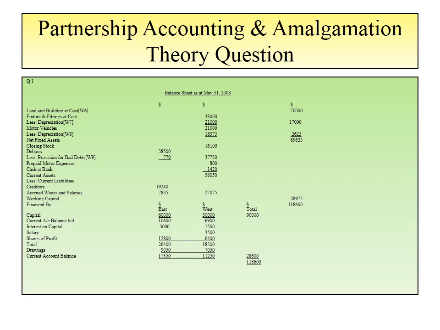Now all the three fixed assets are added up. Land and building 70,000, fixtures and fittings 17,000, and motor vehicles 2,625. Total net fixed assets, we get a figure of 89,625. Now we can calculate the current assets. First of all, we take the closing stock, 16,100.